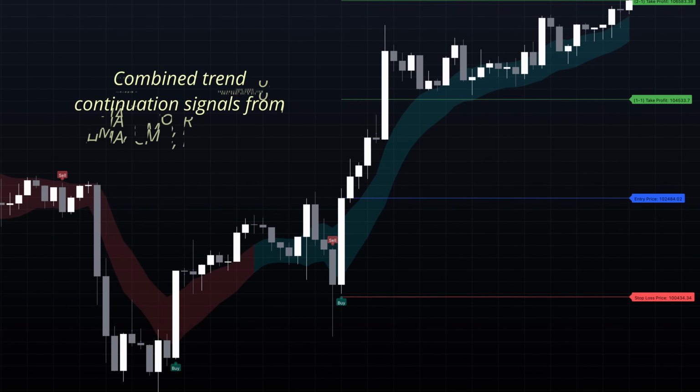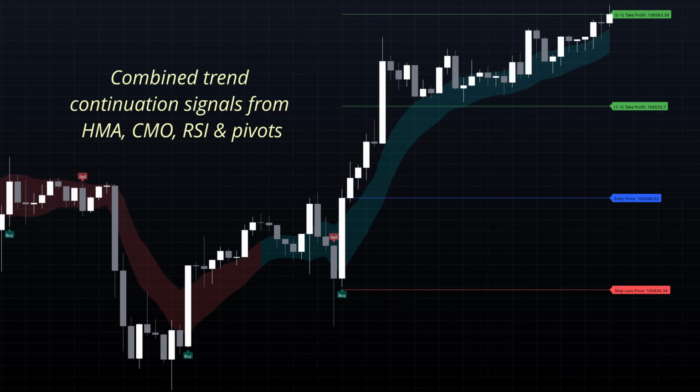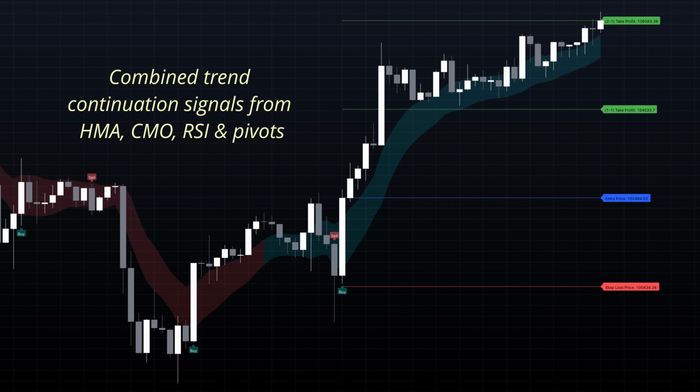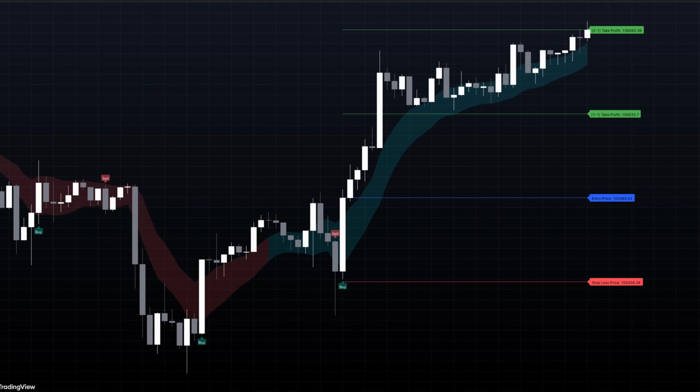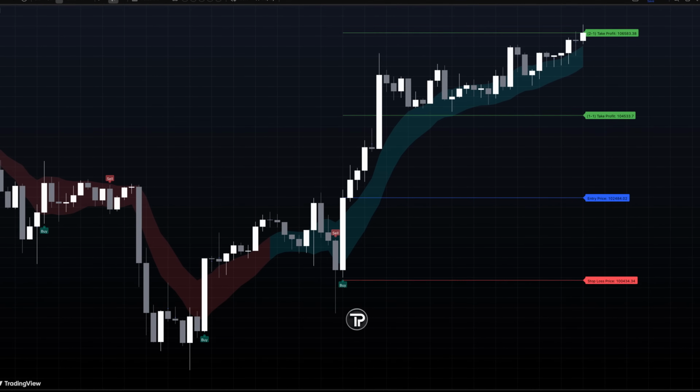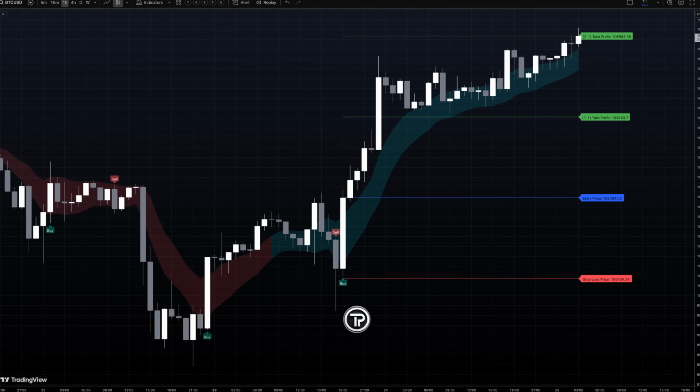The system integrates Hull moving average calculations, Shanda momentum oscillator values, and RSI readings with pivot point analysis to identify trend continuation opportunities. In upcoming videos, we'll cover complete strategies featuring this indicator and others from today's review, so you know what to do.